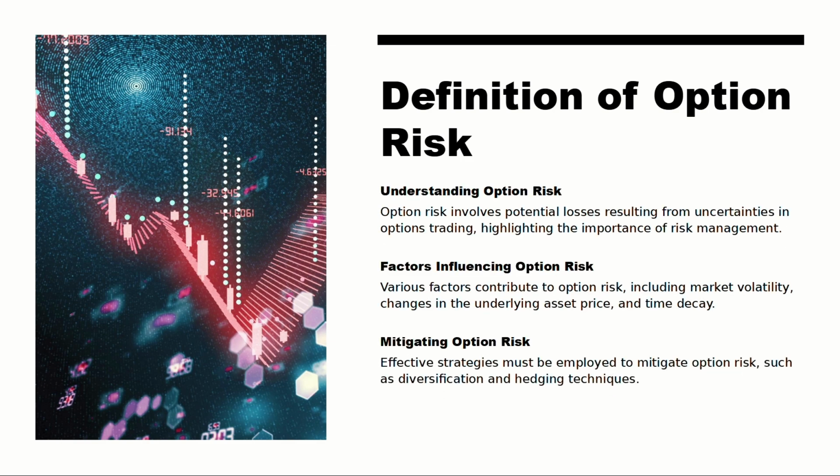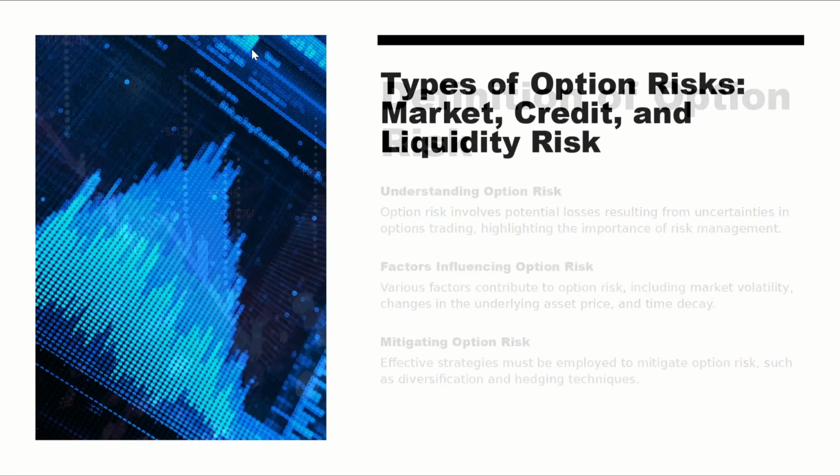Definition of option risk. Option risk involves potential losses resulting from uncertainties in option trading, highlighting the importance of risk management. Various factors contribute to option risk, including market volatility, changes in the underlying asset price, and time decay. Effective strategies must be employed to mitigate option risk, such as diversification and hedging techniques.